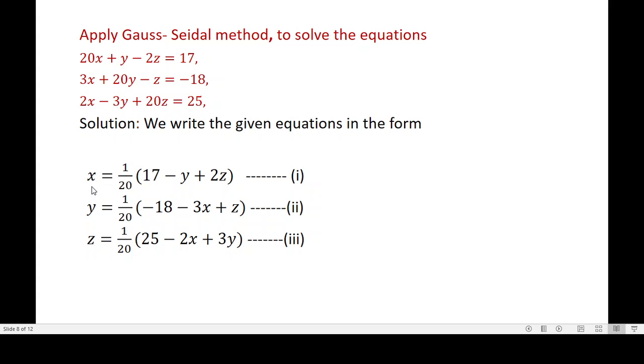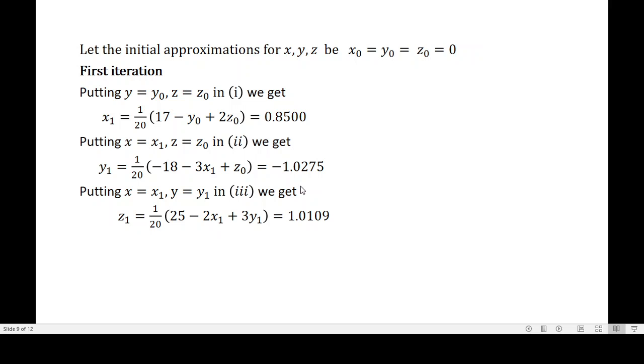Okay. Then we substitute x is equal to x1. Now x1 is 0.85 and z is equal to z0, that is equal to 0. Okay. So most recent approximation is used here. So y1 is equal to 1 divided by 20 into minus 18 minus 3 into 0.85. We obtain y1. y1 is equal to minus 1.0275.